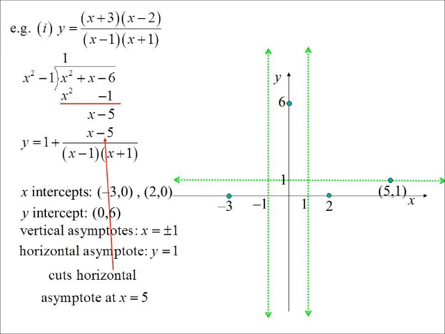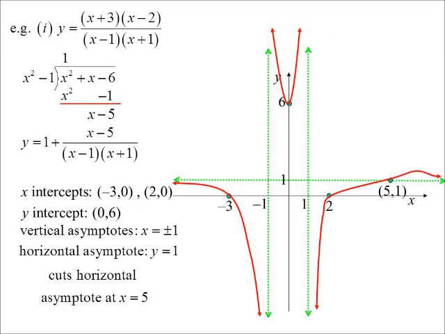Then we get to the last section. It's got to go through 2. So it'll bend towards the asymptote, come up through 2. It'll cut the horizontal one at 5. And then at some point it must turn and come back down, because it's then got to turn towards the asymptote. So let's have a go at drawing that. There's the first section.